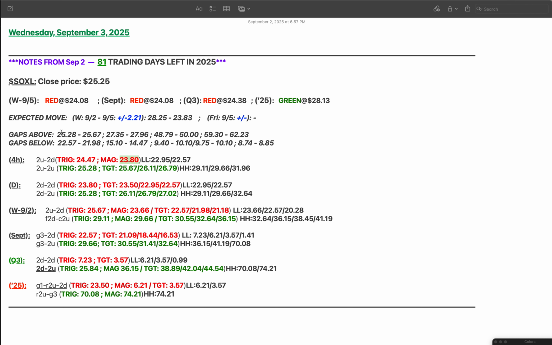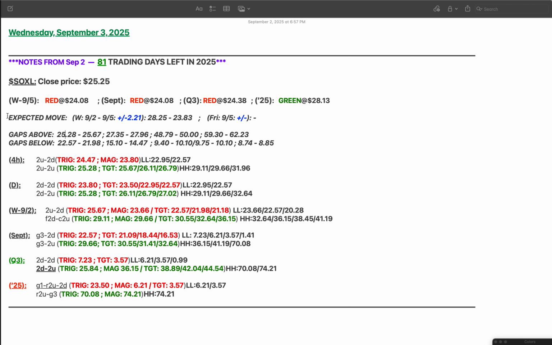We want to also take note that we did fill in the gaps that we wrote on the chart to the upside that were formed this morning and Friday, in between Thursday and Friday. So we have to remember those are above us now.